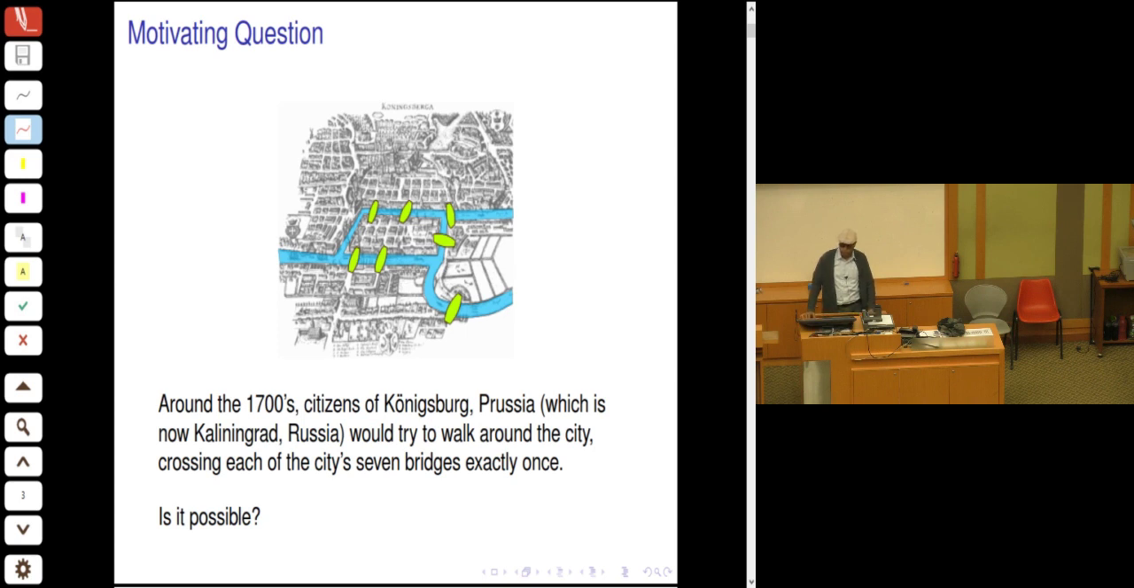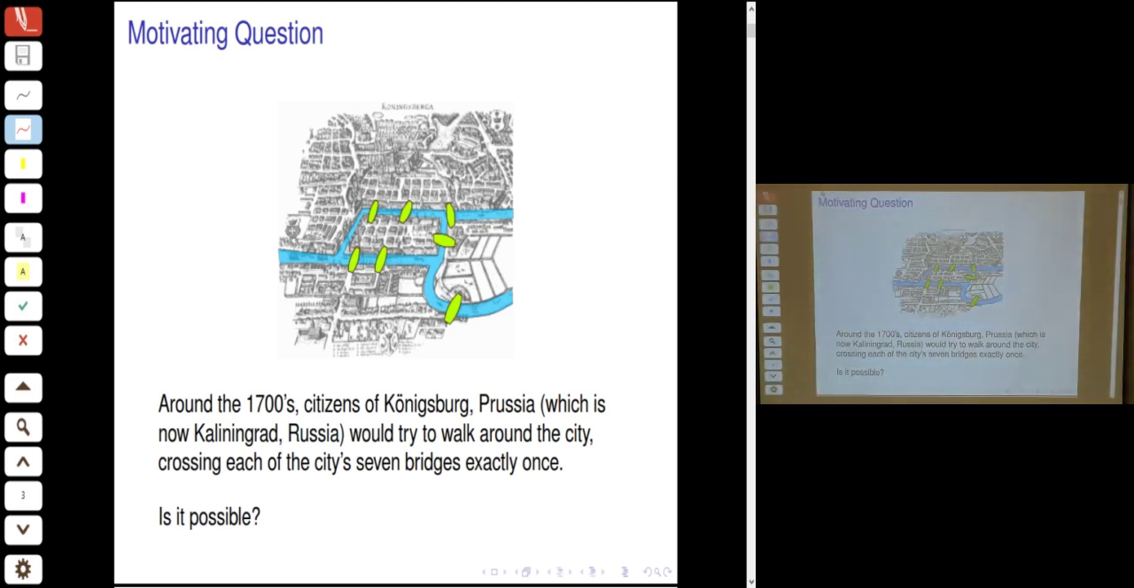Königsberg was a city in Prussia, and Prussia overlaps quite a bit with what we know as Germany today. But Königsberg was in a certain part of Prussia which is now included in modern Russia. The city of Königsberg is known in Russian as Kaliningrad today. But around the 1700s, the city of Königsberg was in Prussia.